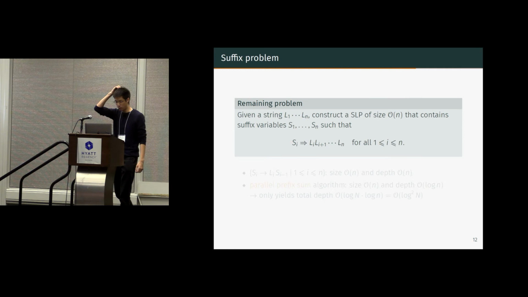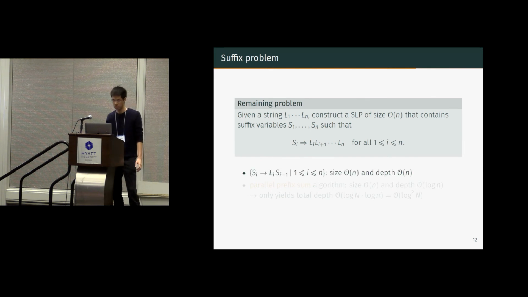So the remaining problem is the following. We're given a string L1 to Ln, and these Li's are the variables which branch off to the left-hand side, but now I view them as single symbols. So given such a string of length little n, we want to construct a grammar or an SLP of linear size which contains suffix variables S1 to Sn, where Si produces the ith suffix. And also it should somehow have a small depth, but I will comment on that later.